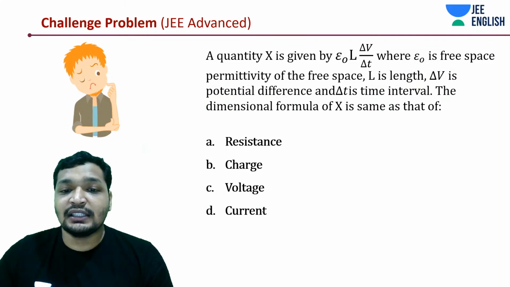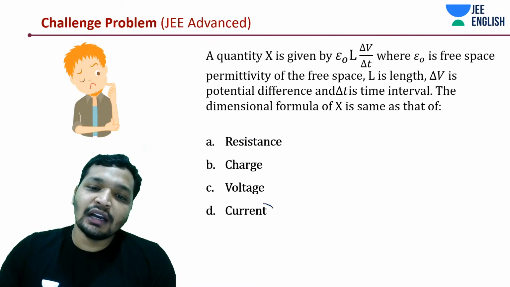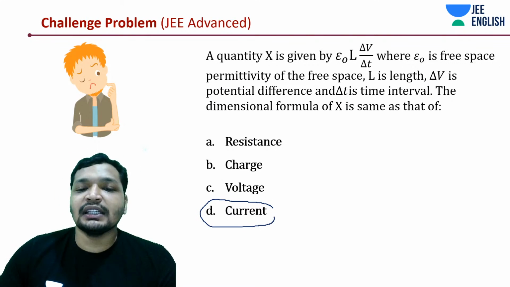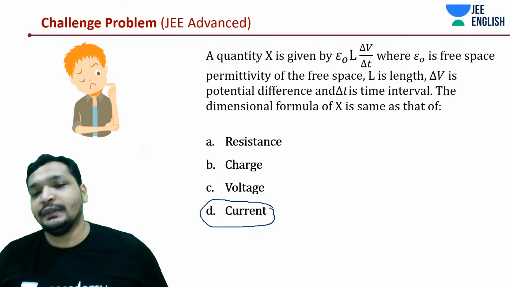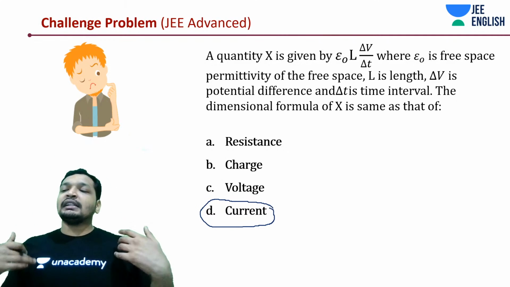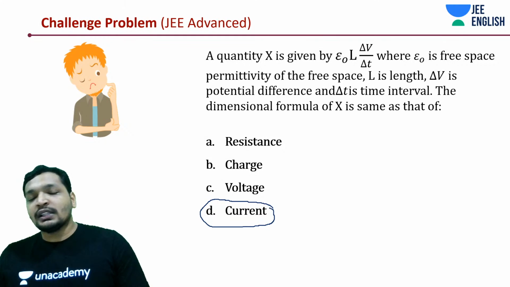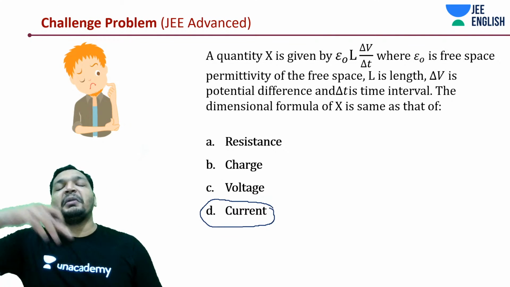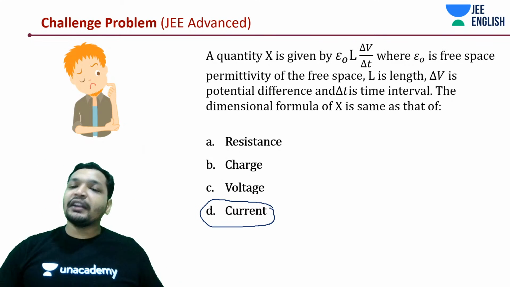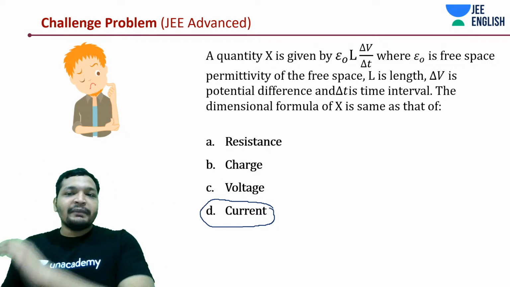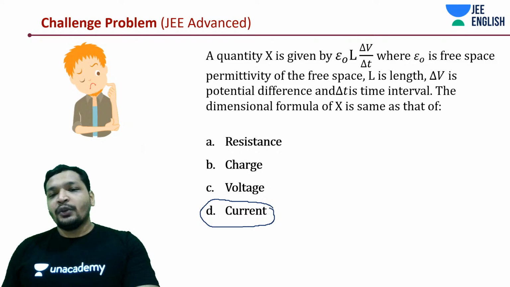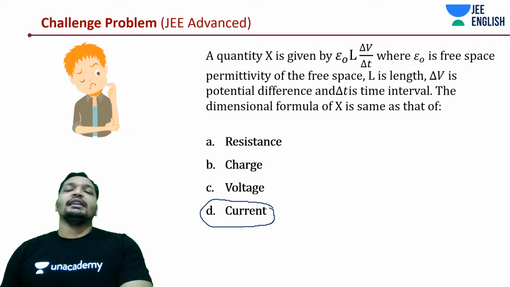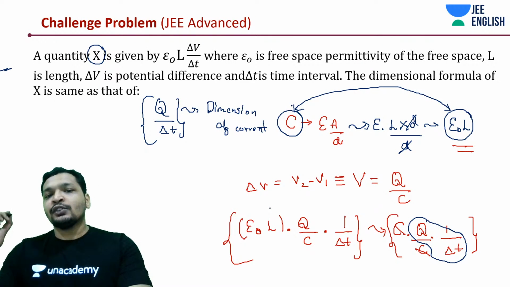We don't know exactly whether it's current or current density into area and things like that, but it has to correspond to current. This is how dimensional analysis helps us, students. This is how you do it. Don't go about finding the dimensional formula of epsilon naught and multiplying it with L, then finding out V. It takes a lot of time. There are quick, easy ways to do it. That's why solve the PYQs.